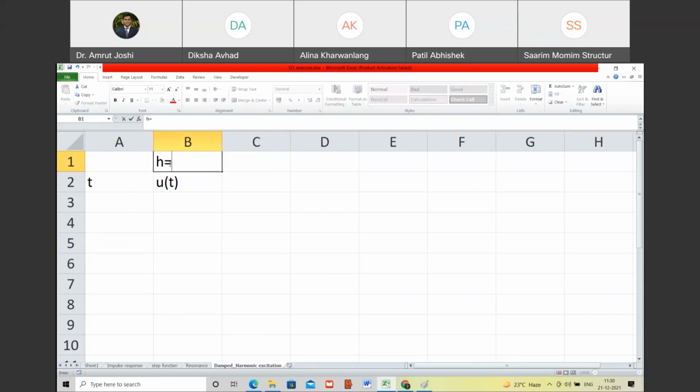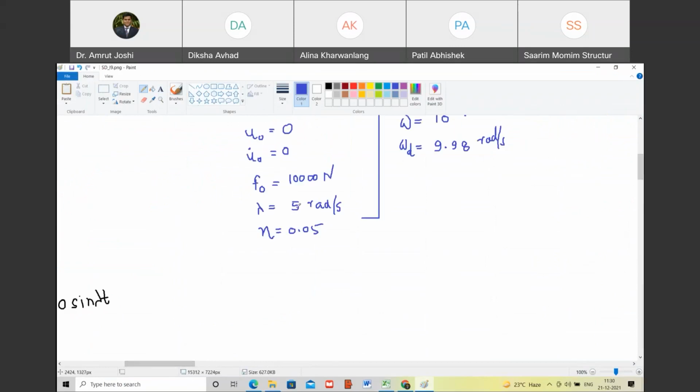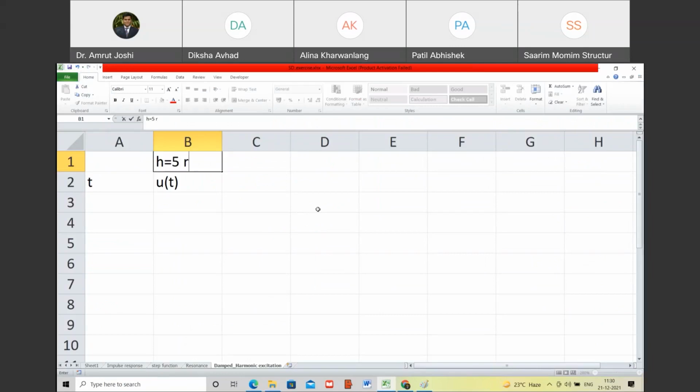उसको मैं H बोलूंगा. H is nothing but lambda. So we have taken, in our problem, what is the value of lambda? 5 radian per second. So I will take that as 5 radian per second. Are you with me? What is the value of F0? F0 is equal to 10,000 Newton.